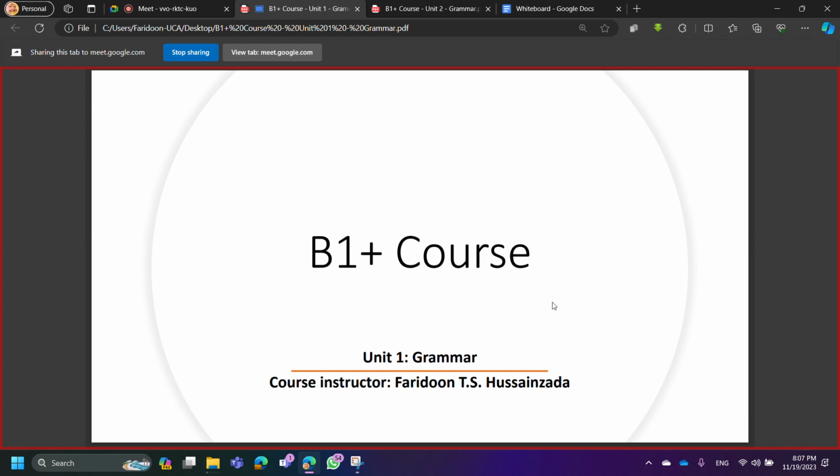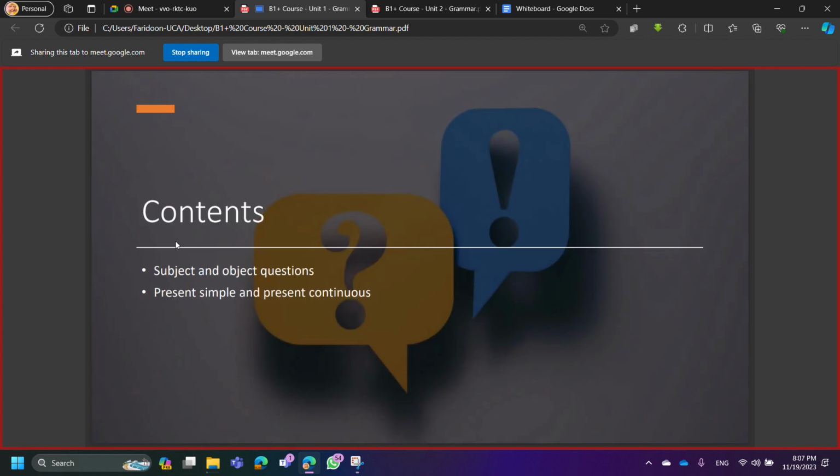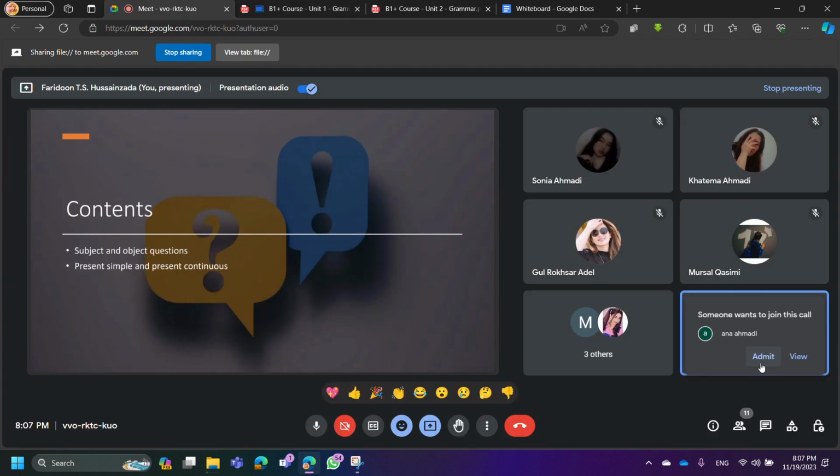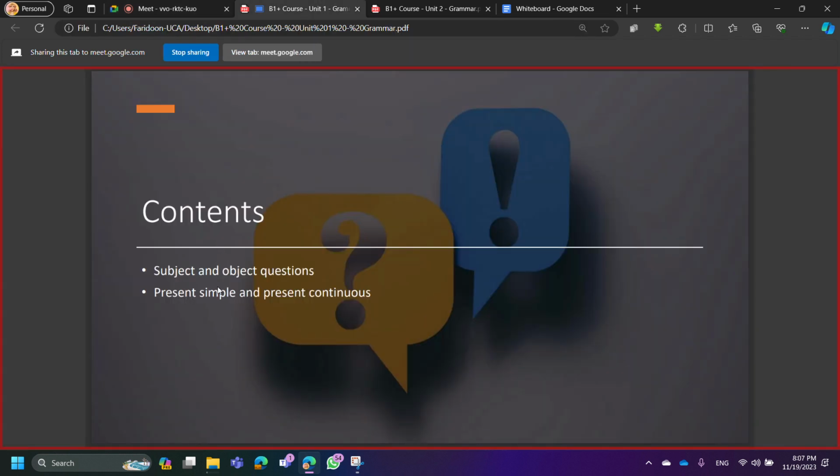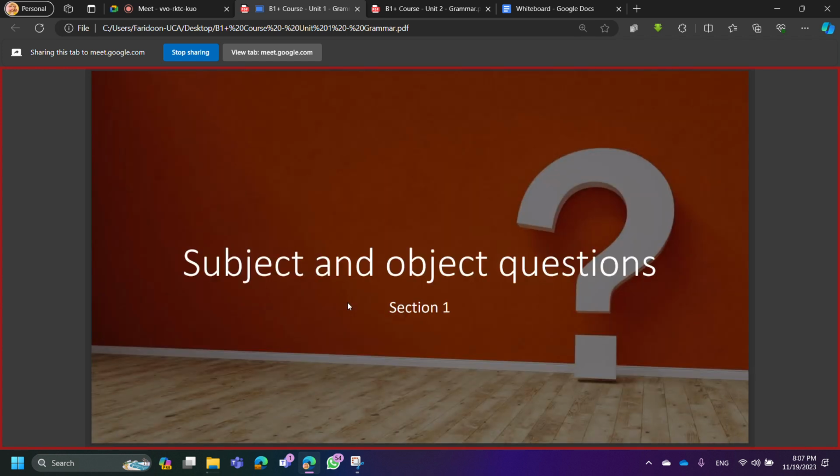So let's continue. The contents, what things are we going to talk about? The first section will be about subject and object questions. It's a very, very easy concept, so don't let it confuse you, just listen very carefully. The other section will be about present simple and present continuous. Starting with section number one, subject and object questions. If you do have any questions, just keep them for the end, and when we're done with the section, you can ask them, okay?